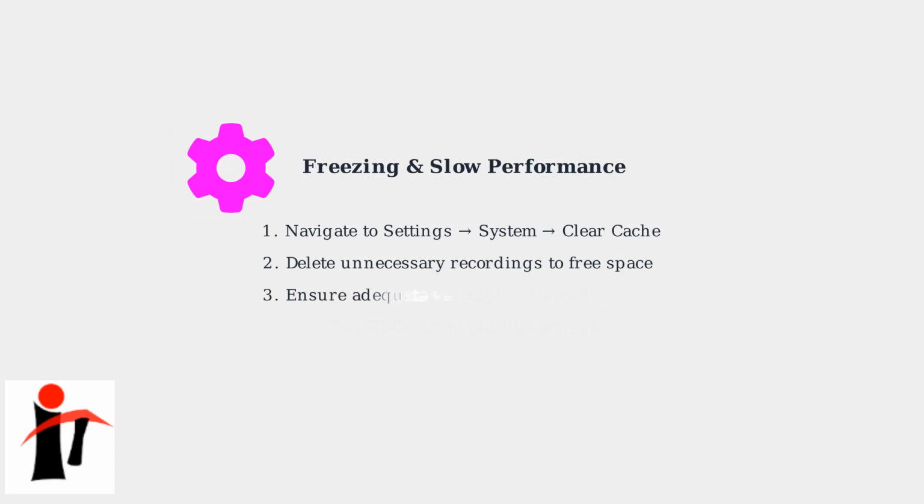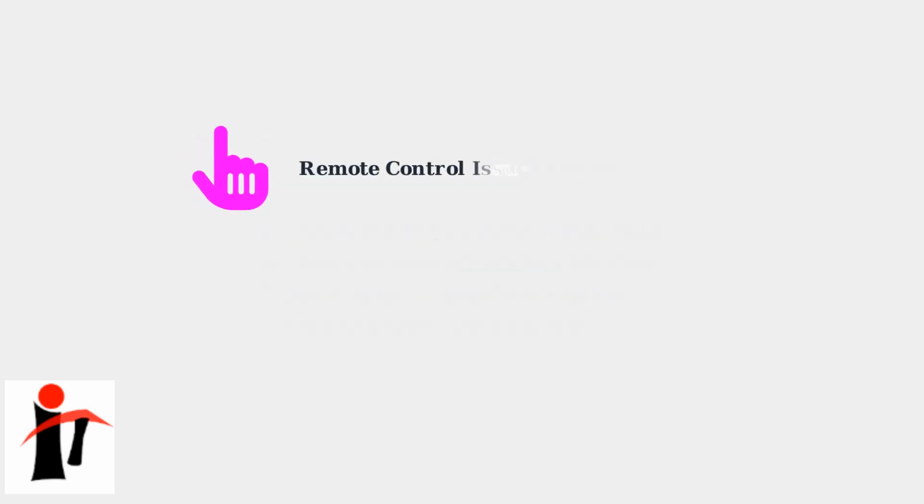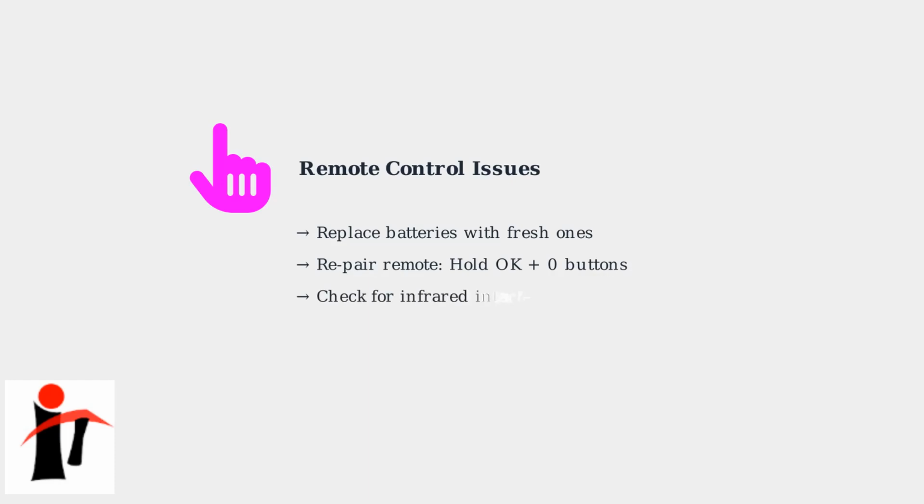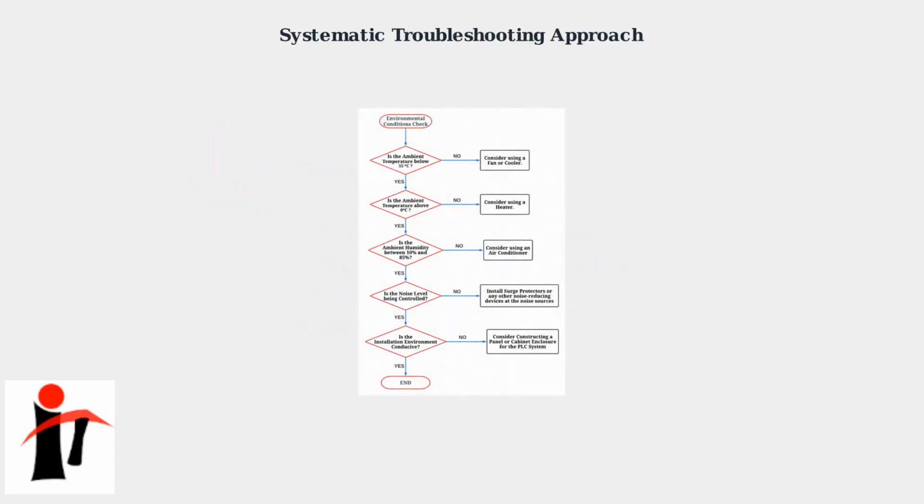When your box freezes or runs slowly, it's usually due to memory or storage issues. Access the Settings menu to clear the cache, which removes temporary files that can slow down performance. Remote control problems are common but easily fixed. Start by replacing the batteries, then try repairing the remote by holding the OK and 0 buttons simultaneously until the LED indicator changes. For systematic troubleshooting, following a structured approach like this environmental conditions flowchart ensures you don't miss critical steps and can identify root causes more effectively.